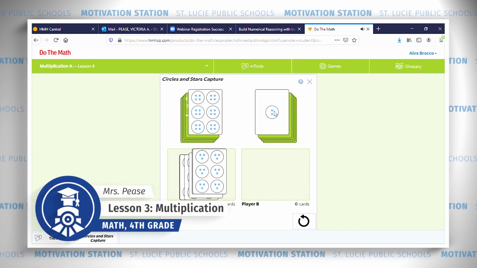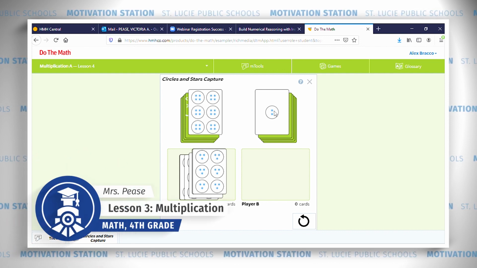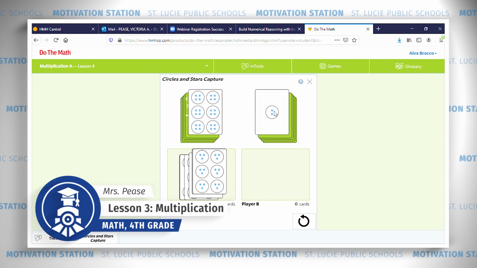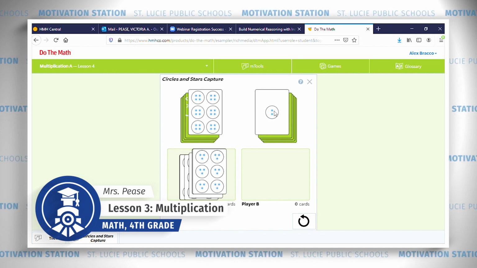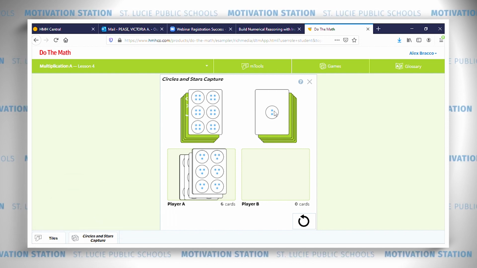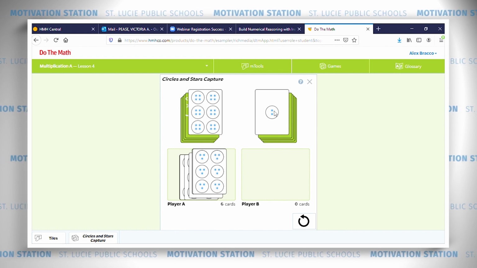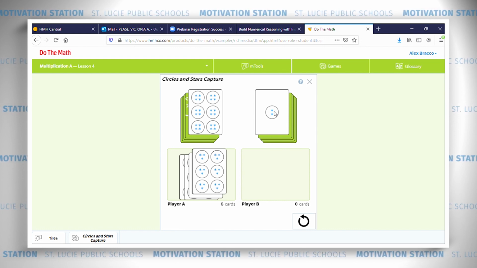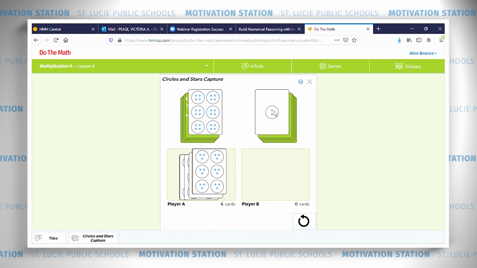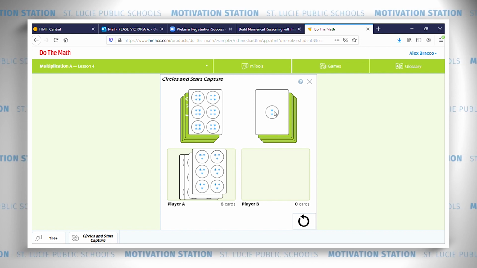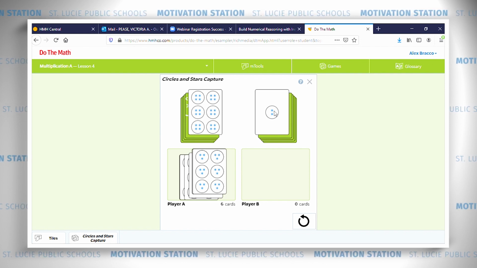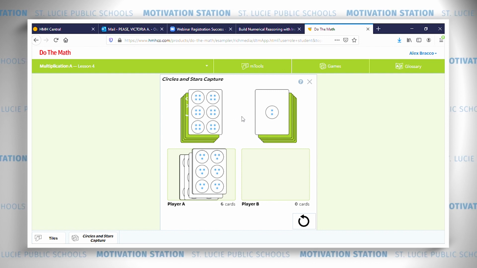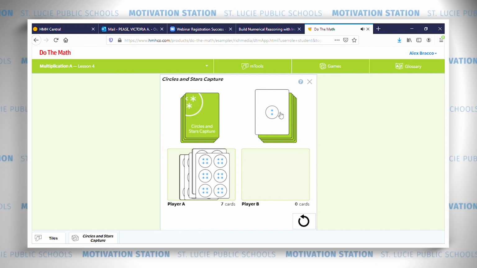All right, so player A got 6 circles with 4 stars. So you'd write the equation 6 times 4 equals 24. In player B's column, there's 1 circle with 2 stars. So 1 times 2 equals 2 would be recorded in player B's column. Again, player A won those.